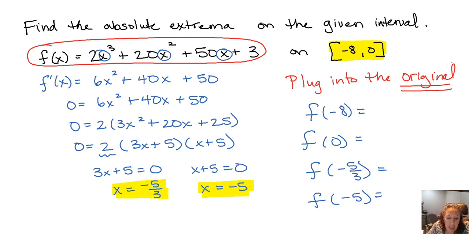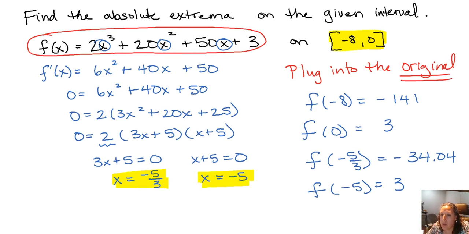And if you plug in a -8, you should get -141. If you plug in 0 in for x there, you should get a y value of 3. Plugging in -5/3 is -34.04 rounded to 2 decimal places. And then if you plug in -5, you will also get 3. You can do this a number of ways. You can just plug in on your calculator, or you can put your function in on your y equals and then look at your table.